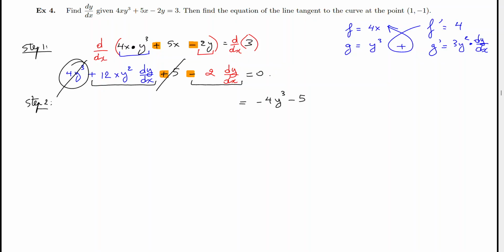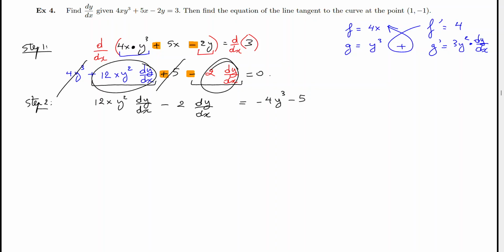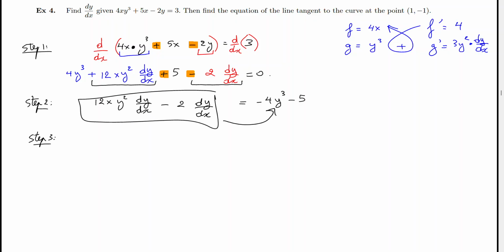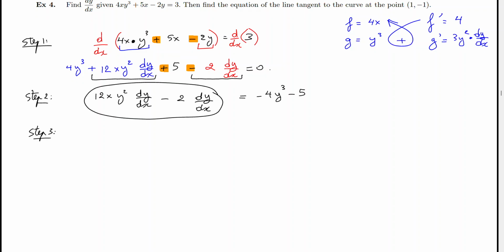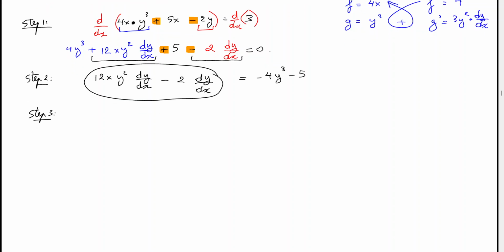So now this guy is gone, this guy is gone, and what's left is the 12xy squared with the dy over dx, along with the negative 2 dy over dx. The terms that have the dy over dx will remain together on one side of the equation. Okay, now that we have isolated all the terms that have dy over dx on one side all by themselves, and we've put everything else on the other side, now our job is to factor this expression and get the dy over dx away from everything else.